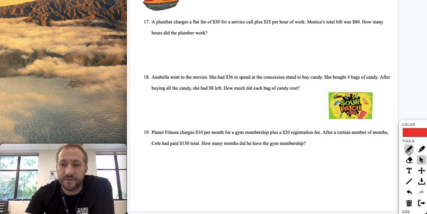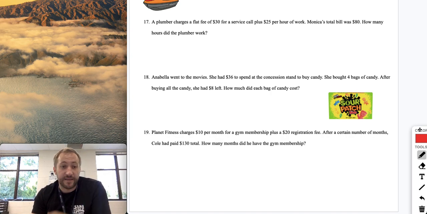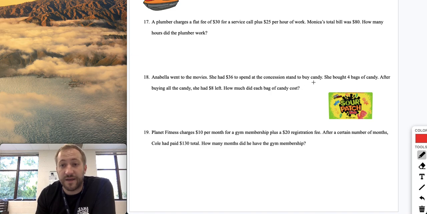All right, let's look at these. All right, question number 18. Annabella went to the movies. She had $36 to spend at the concession stand to buy candy. She bought 4 bags of candy. After buying all the candy, she had $8 left. How much did each bag of candy cost?